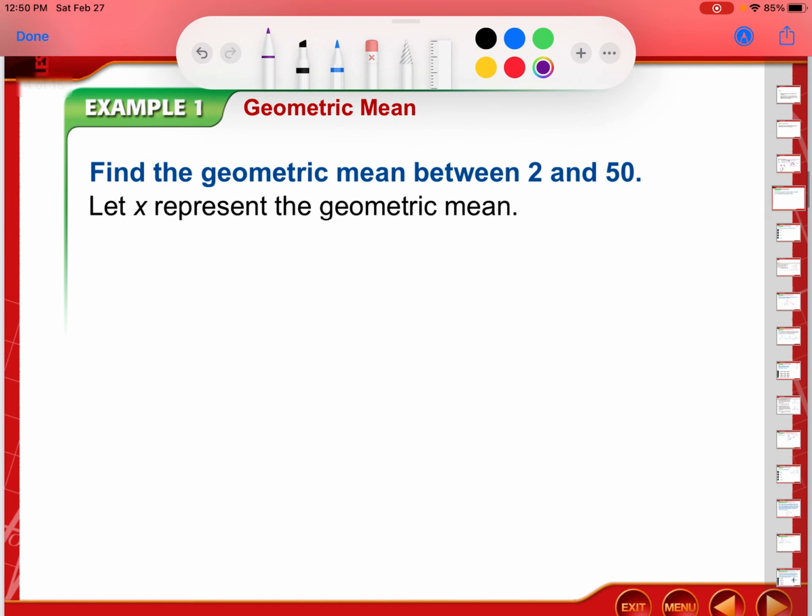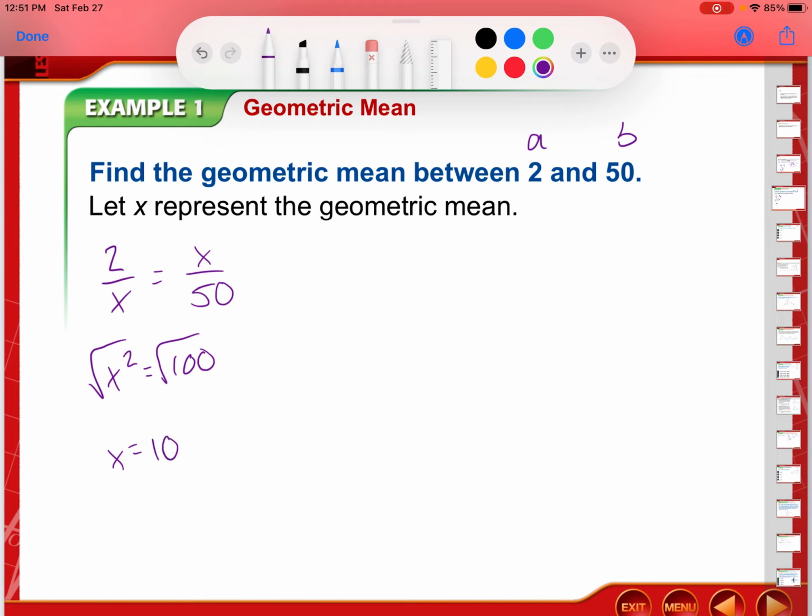So, all right, example problem. So find the geometric mean between 2 and 50. Let x represent the geometric mean. So, like we just talked about, we could either say, okay, 2 is A, 50 is B. Let's set up our proportion. 2 over x equals x over 50. And so we could set that up. We could cross multiply. We could say x squared equals 100, square root both sides, x equals 10.